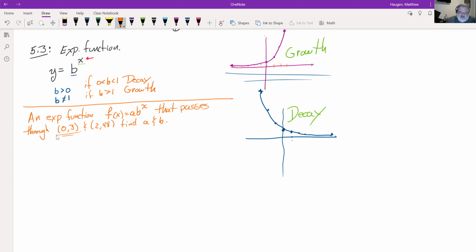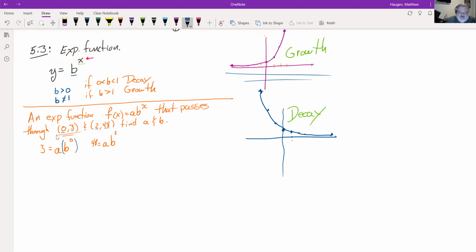They tell us that when our x value is equal to 0, this thing is going to output a 3. When our x value is 2, we're going to output 48. So for an input of 0, we get an output of 3. For an input of 2, we get an output of 48. You can hopefully see why it's nice when we're given y-intercepts.